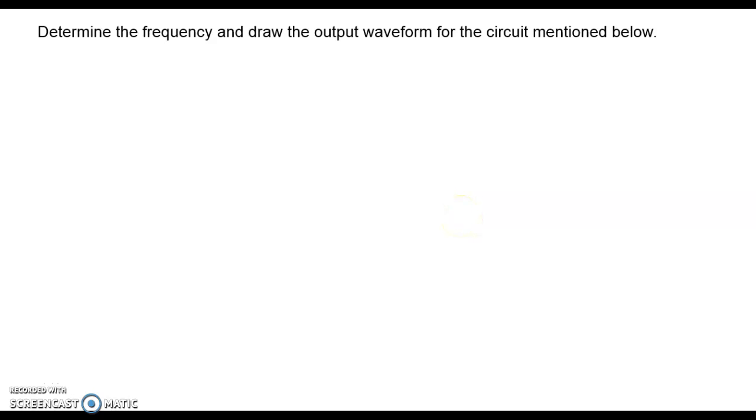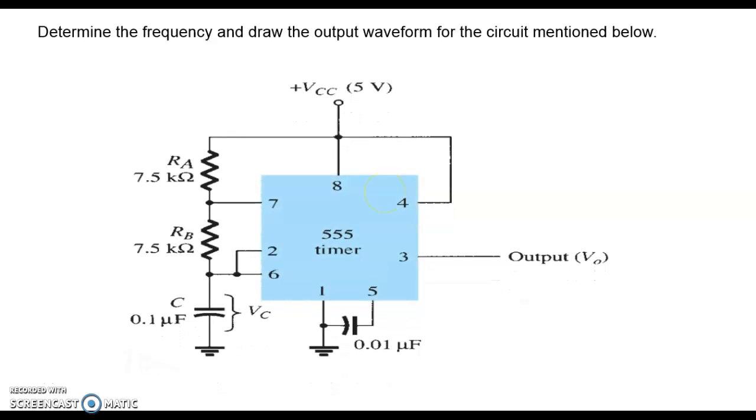Let's start with our first question. Determine the frequency and draw the output waveform of the circuit mentioned below. This is a 555 timer, and this is the astable type of 555 timer.